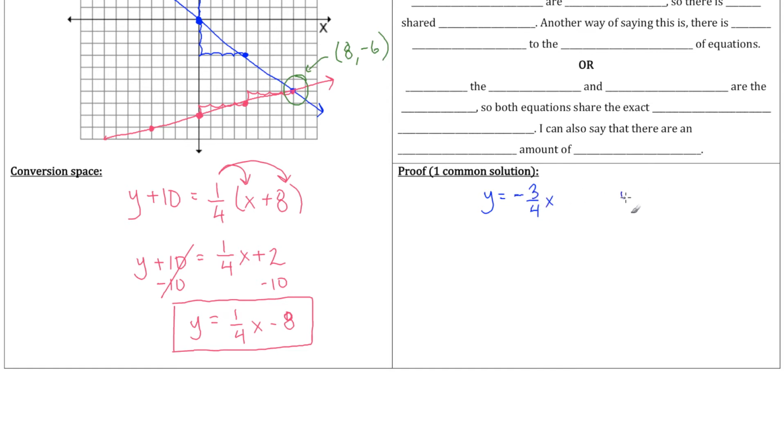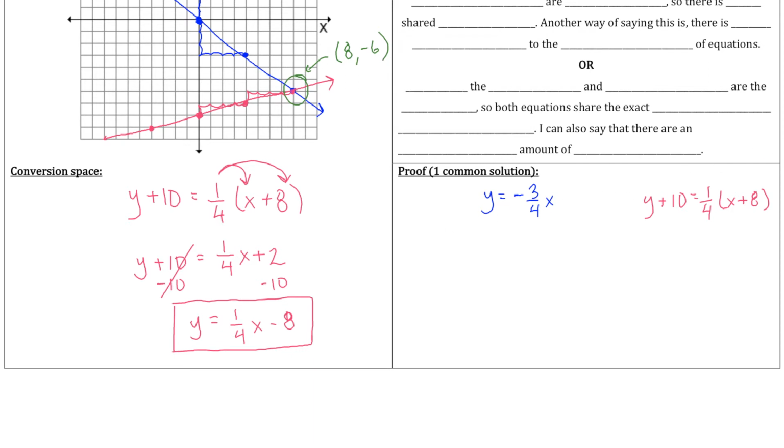And y plus 10 equals 1/4 x plus 8. Remember that we care about the original equation and not this one, because we just use the slope-intercept form to help us with this one.